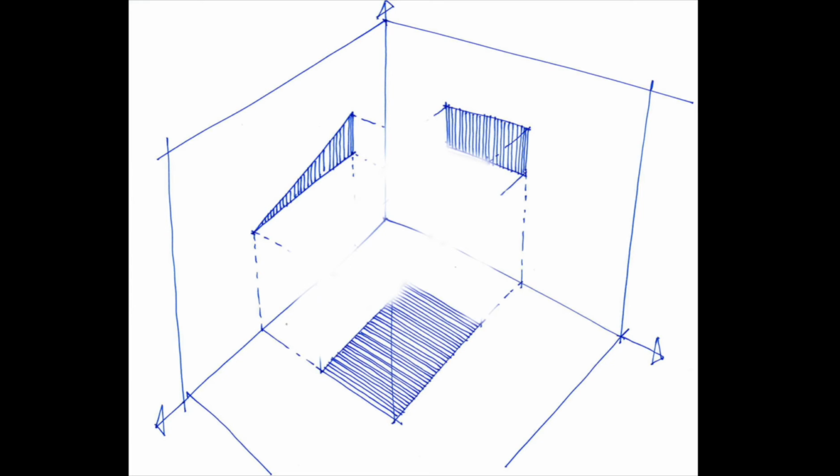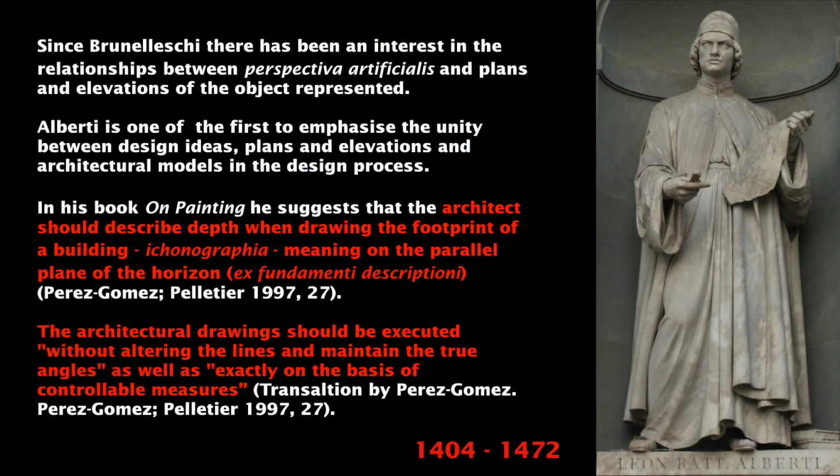And that, in a way, was promoted by Alberti. And Alberti is one of the first to emphasize the unity between design ideas, plans, and elevations and architectural models. But of course, it was Brunelleschi who used the plan and the elevation to construct this perspective painting of San Giovanni Baptisterio.